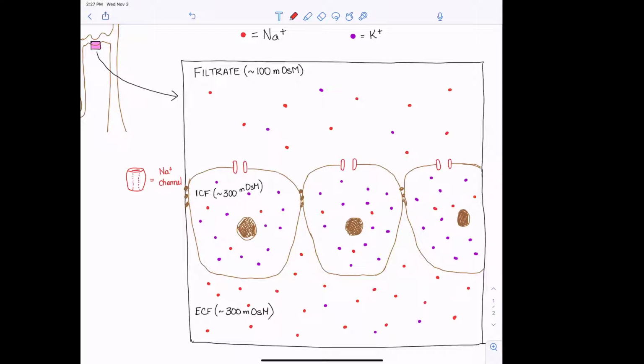These channel proteins are going to allow sodium to enter the cell and start the process of reabsorption. But my question is, how much sodium will be reabsorbed? In order to take a look at that, it may help if we just look at the gradients for sodium.